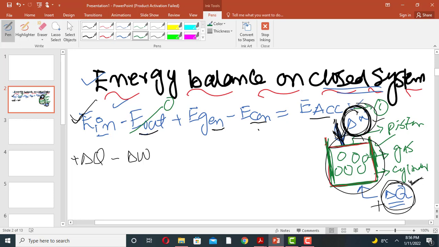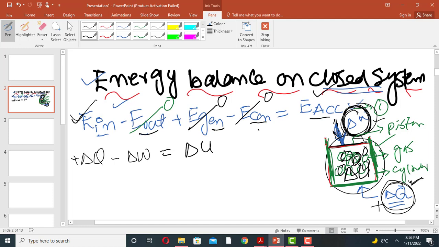There is no chemical reaction in this system. If a reaction is taking place in a system, then the energy generation and energy consumption terms will appear. But this is a simple case. There is no energy generation or energy consumption, so this cancels. This is energy accumulation. Energy increases in the system in the form of internal energy. So energy accumulation is nothing but change in internal energy.